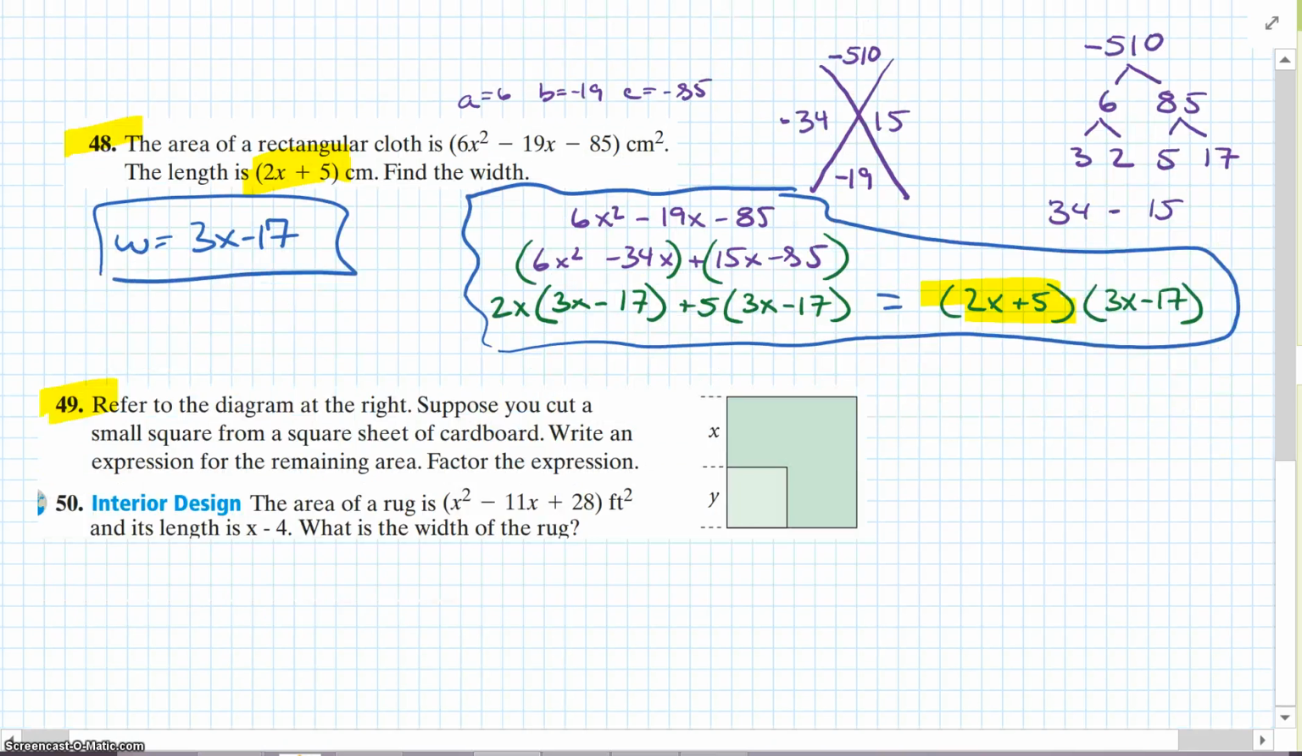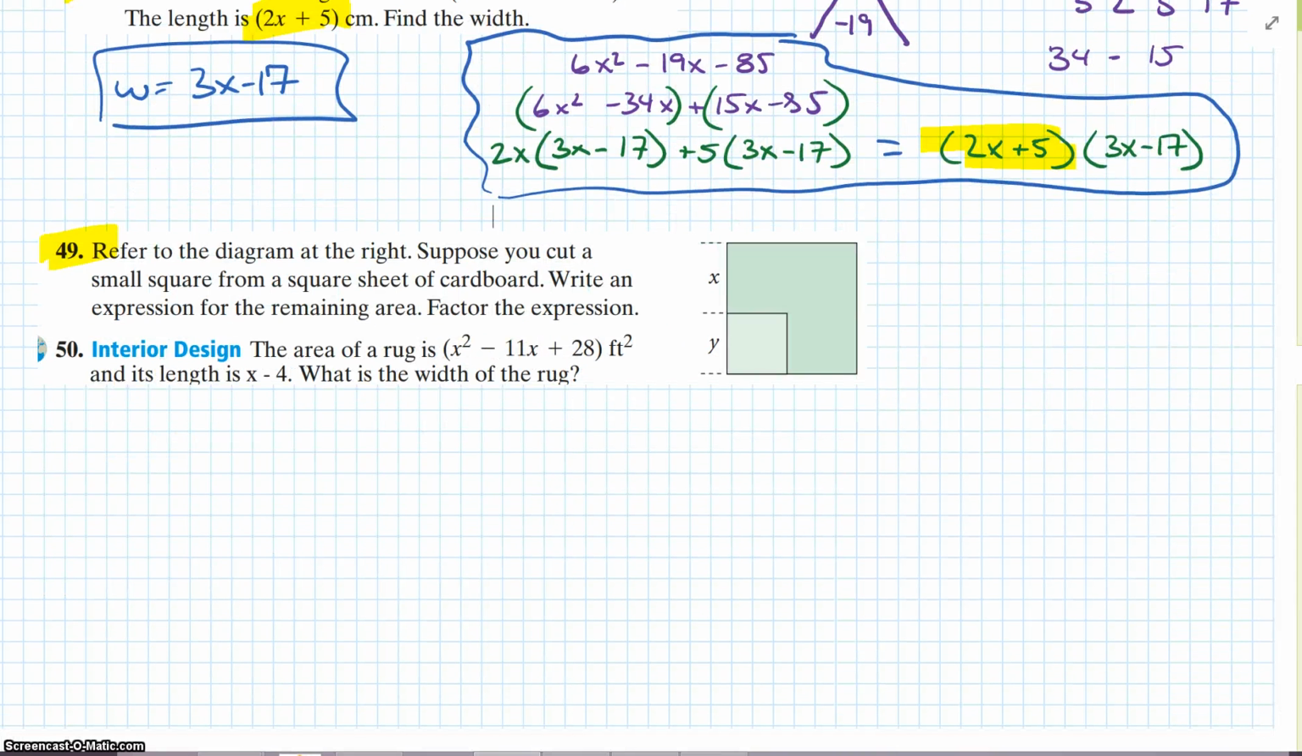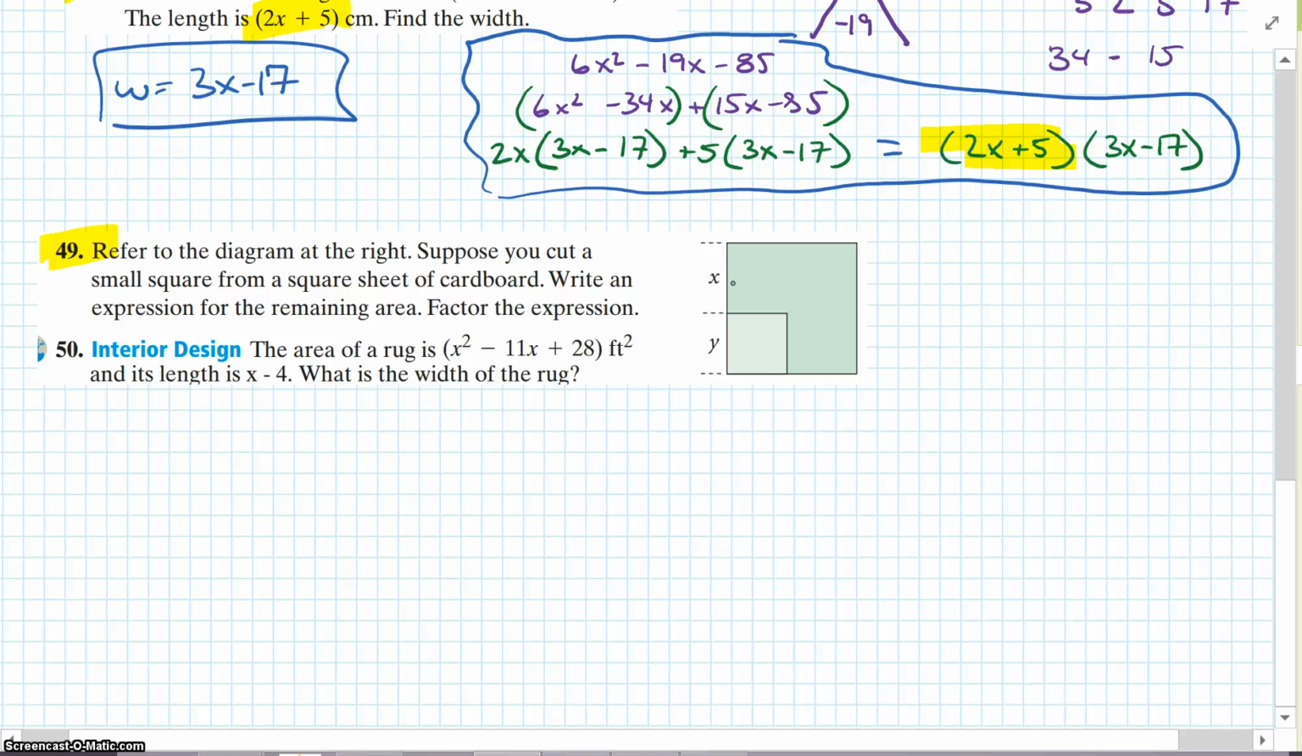Moving on. Number 49. Refer to the diagram at the right. Suppose you cut a small square from a sheet of cardboard. Write an expression for the remaining area. Factor the expression. All right. Well, what is the side of the big square? x plus y. So the area of the big square, if that's one side, would be x plus y squared. What is the area of the smaller square? y squared. So there we go. It would be x plus y squared minus y squared.